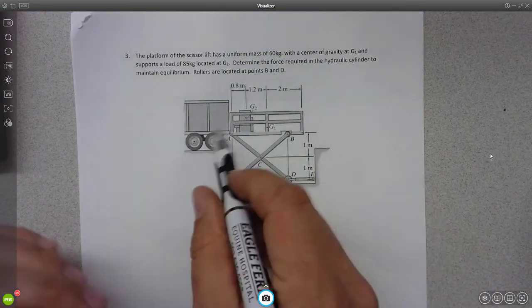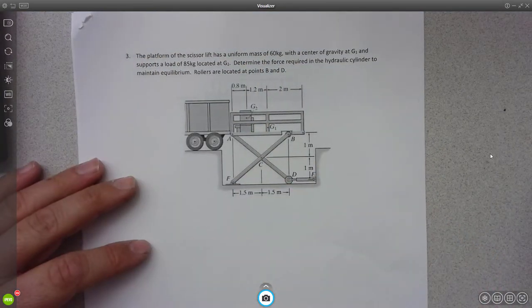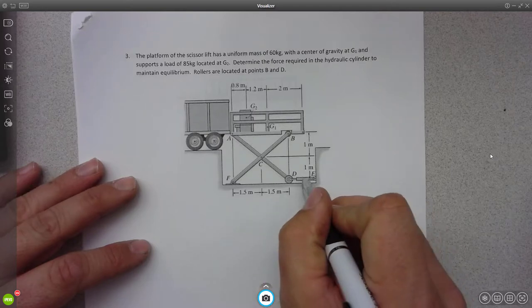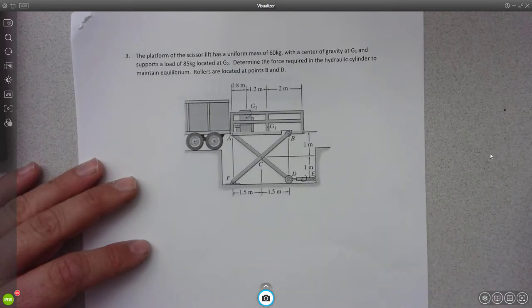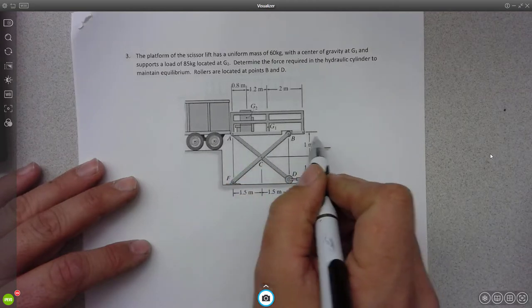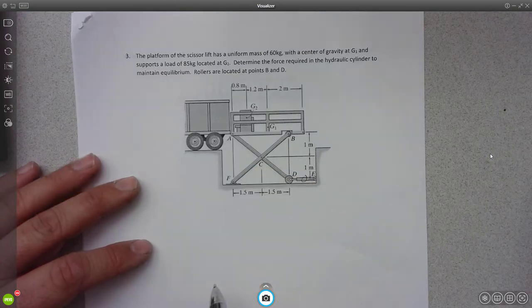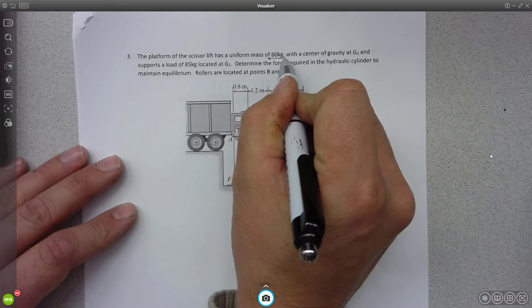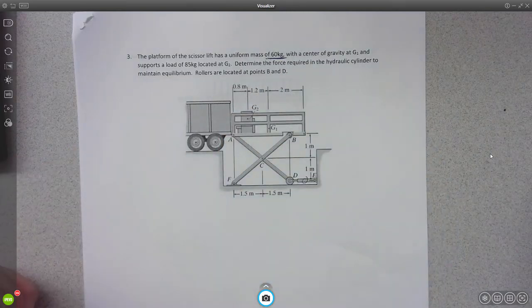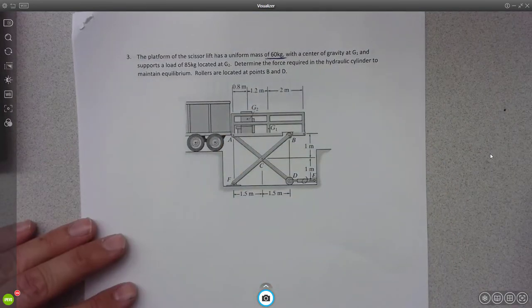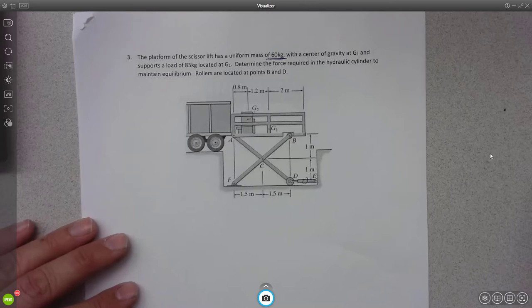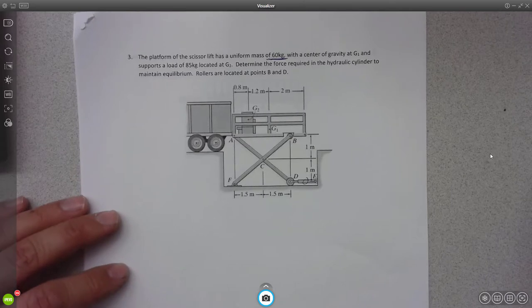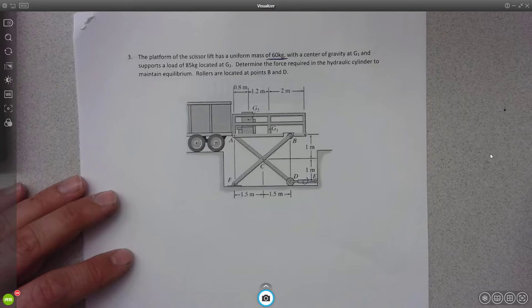If we look at the members themselves, we're asked to find what this force is here. There's a couple ways you can approach this. The way I did it is I started up here at the platform. First, you need to note that you're given masses, right? But we don't really work with masses when we're summing forces, do we? We need to convert those to forces. So you need to multiply times 9.81.